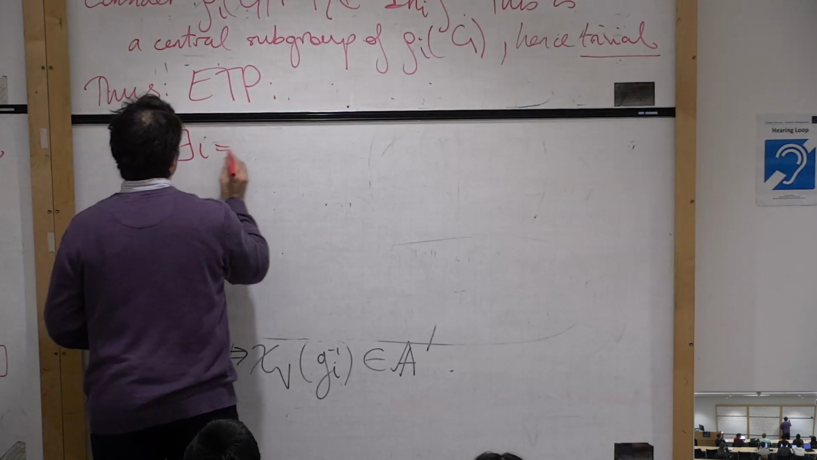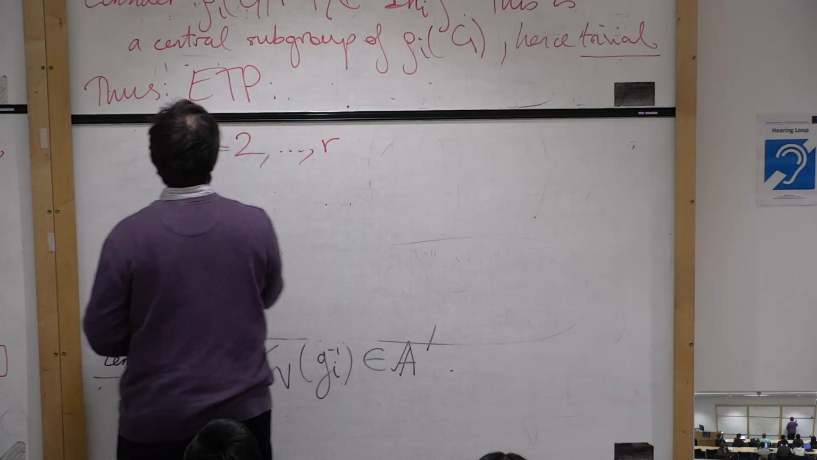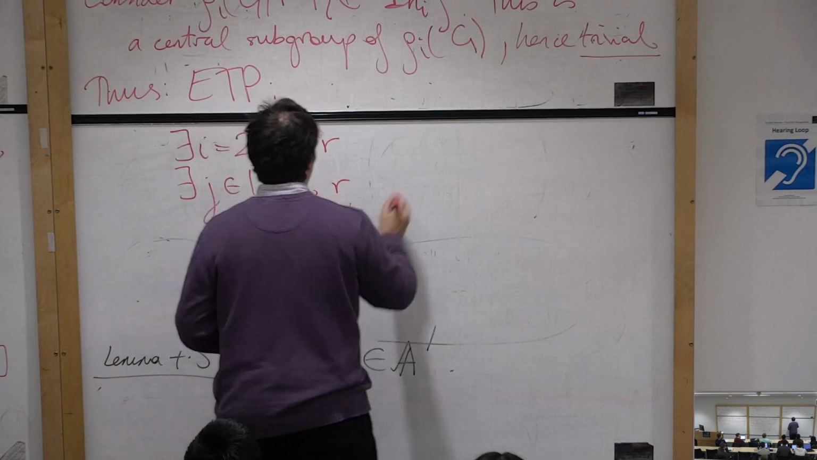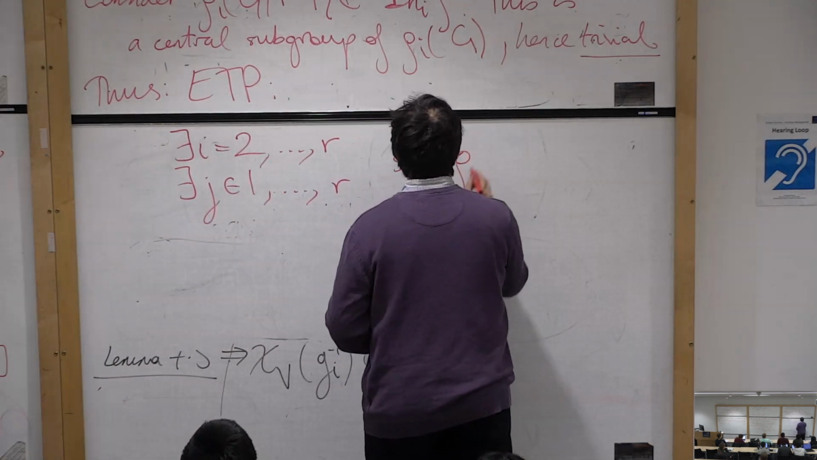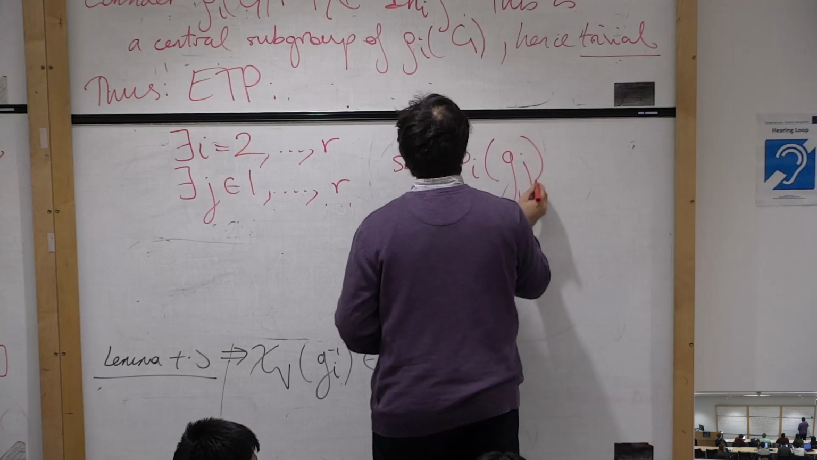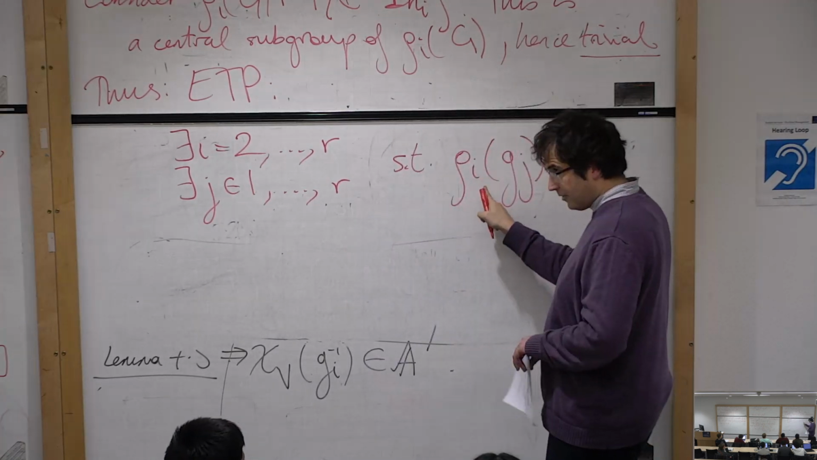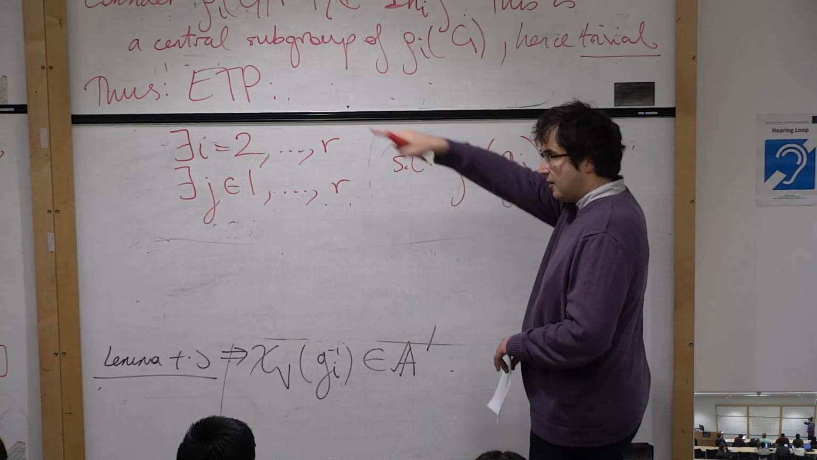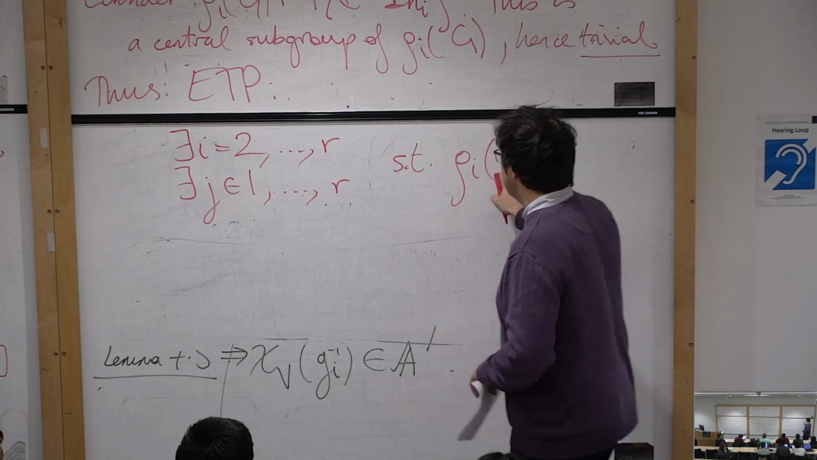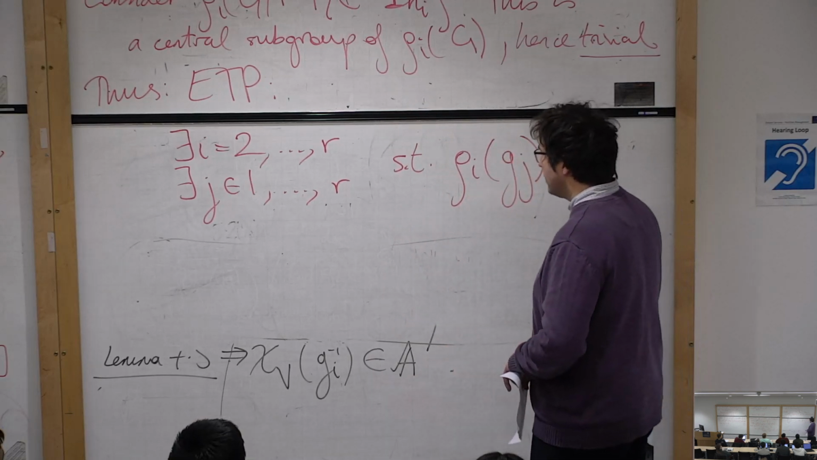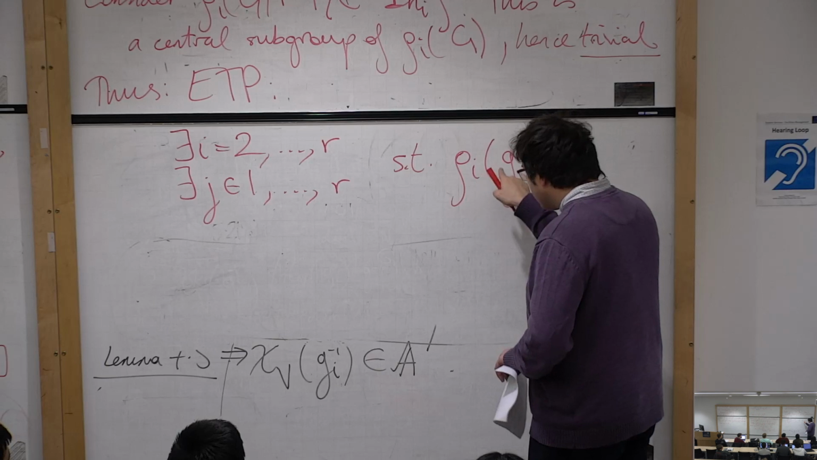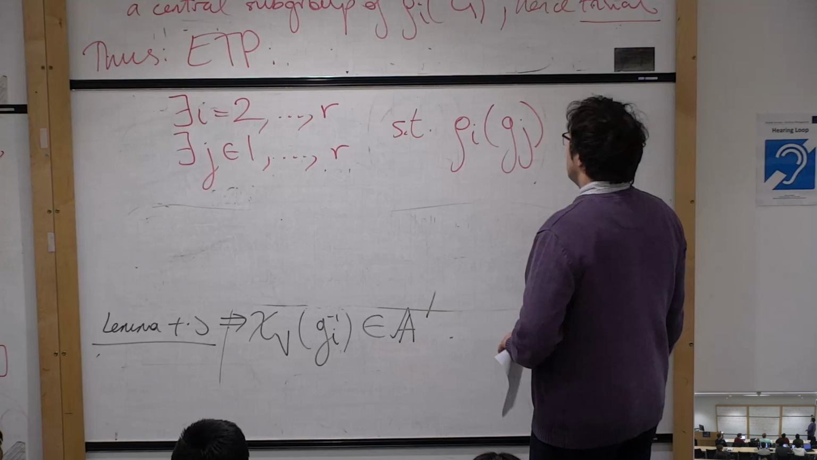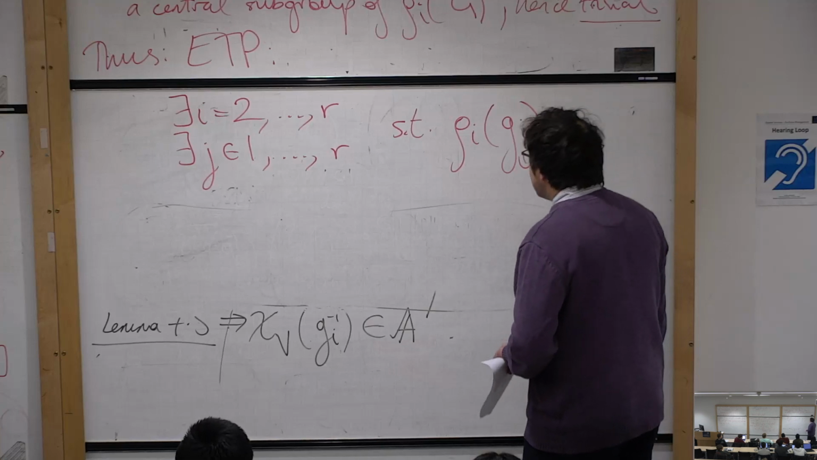So it's enough to prove that there exists some I from 2 to r, and there is some J from 1 to r, such that rho I of G J is a scalar. You think about the character table of the group. You've got the characters going down the rows and the conjugacy classes listed G1 up to Gr. So the claim is that at least one of these representations sends at least one conjugacy class element, so one group element, to a scalar.